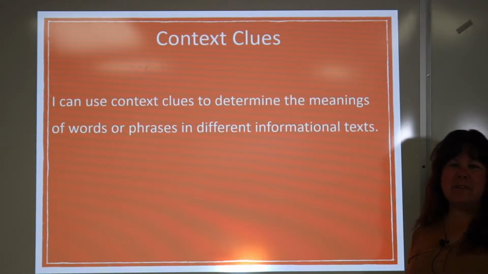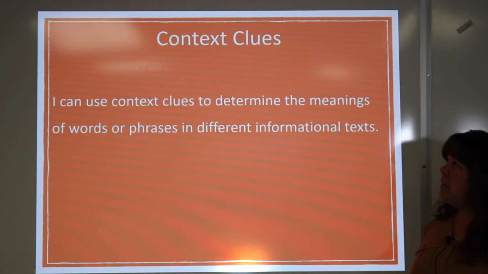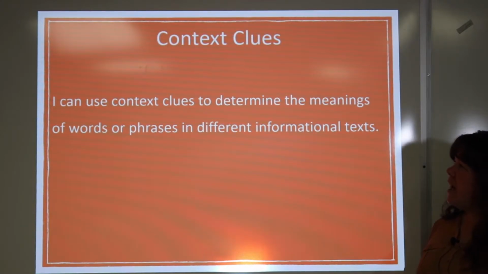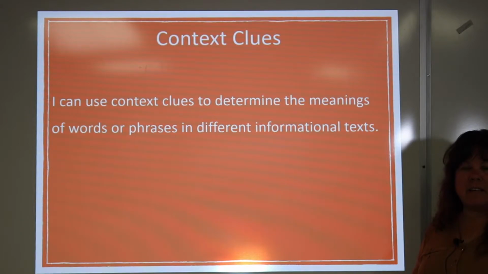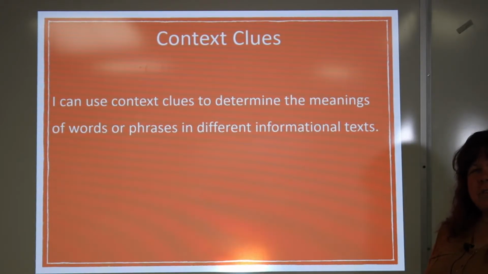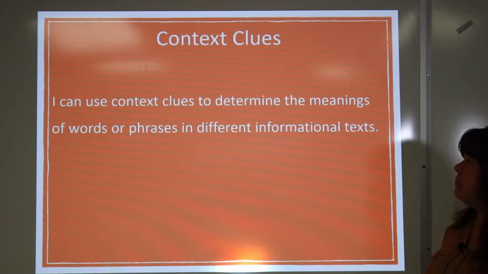Week 4, I have your new reading or ELA standard for the next couple of weeks for you. We're going to talk about context clues as you're reading your stories. So it says that I can use context clues to determine the meanings of words or phrases in different informational text. Remember, informational text is when they're giving me facts and information, usually social studies, science type information.